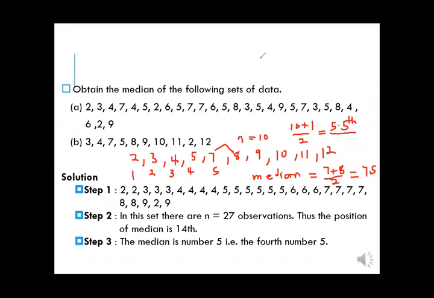Yes, 7.5, that's the median. There's nothing else to calculate. So the steps are just 3: arrange the data, find the median position, and then locate the median in the arranged data. That's all.